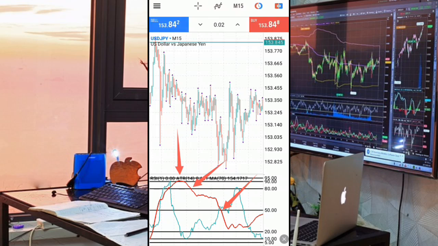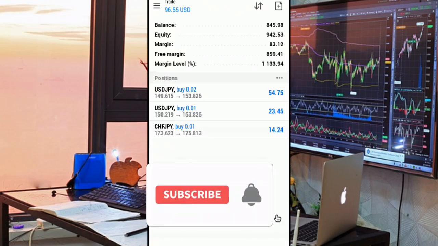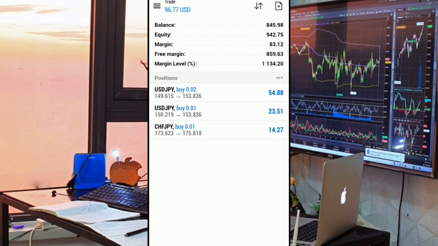So guys, these indicators are just there to make things easy for us. As you can see, things are just going nicely this side. Things are really going nicely this side.